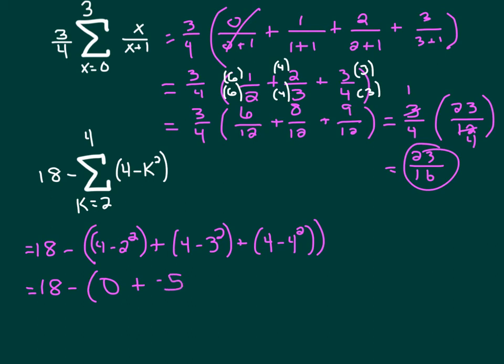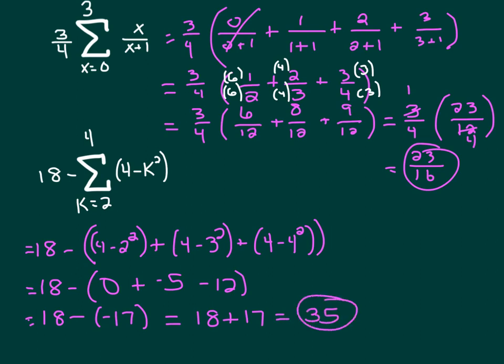Okay, and then the next one, 4 squared is 16, and 4 minus 16 would be negative 12. So this time I'm planning ahead. Instead of bringing down plus negative 12, I'm just going to write minus 12. Okay, so now we have 18 minus, well, 0 minus 5 minus 12 is negative 17. So 18 minus negative 17 is really the same thing as 18 plus 17. So 18 plus 17 would be 35. So that would be our answer here.